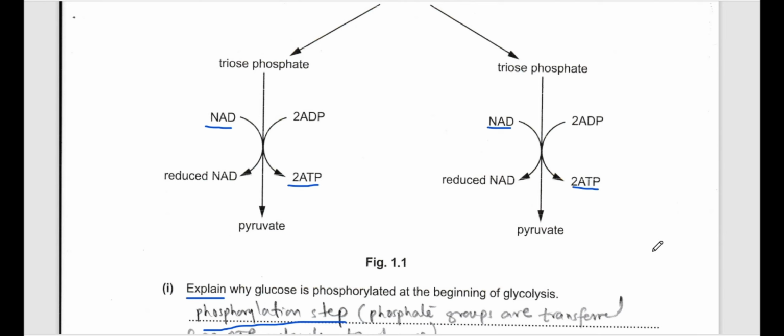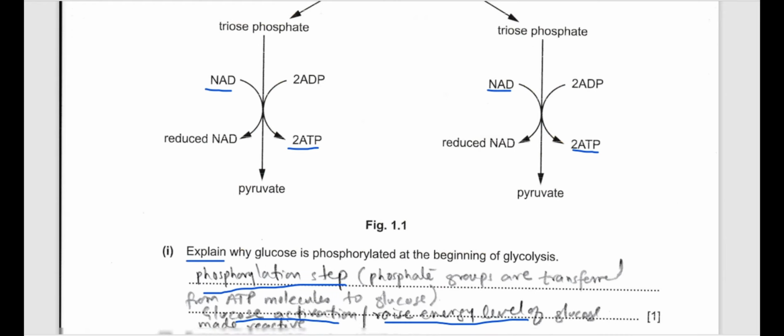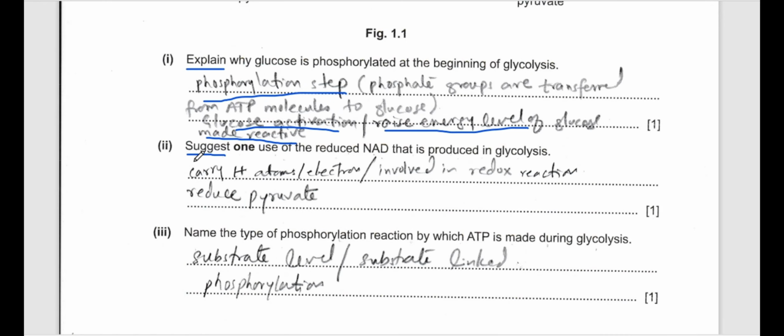Now let us see what the question says about this. Suggest one use of the reduced NAD that is produced in glycolysis. So reduced NAD is a carrier of hydrogen atoms or electrons, and it is involved in redox reactions. Of course, redox reactions means oxidation reduction reactions, when electrons are added or removed from an atom. So basically it is reducing a pyruvate molecule.